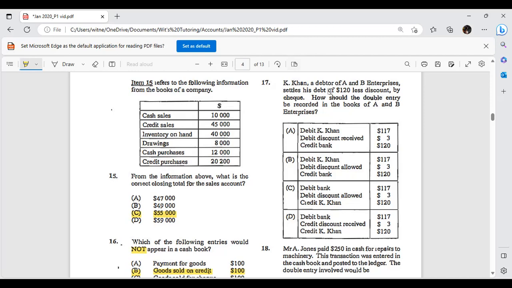That's a business. We want to know how it should be recorded in A and B Enterprises' books. So how do you record payment made by a debtor? You have to debit the money you get. His account was, he owed $120, but there was a discount given. So he would pay us the reduced amount, and the discount allowed would be debited. And you would credit K Kan with $120 to reduce his account because he's a debtor. Debtors are assets, so to reduce your debtor's account, you have to do a credit entry. The answer here is C.